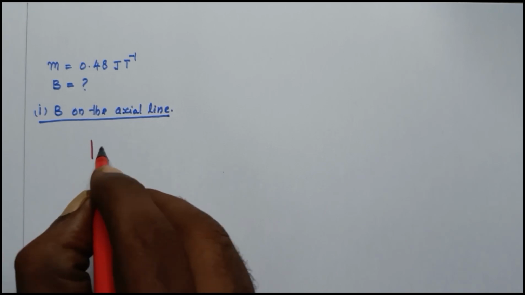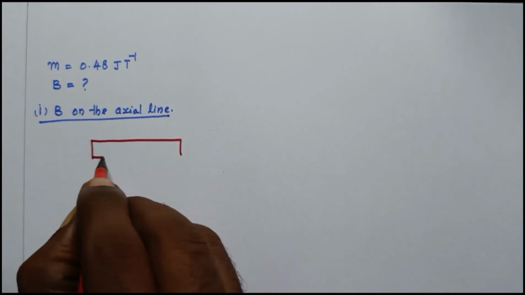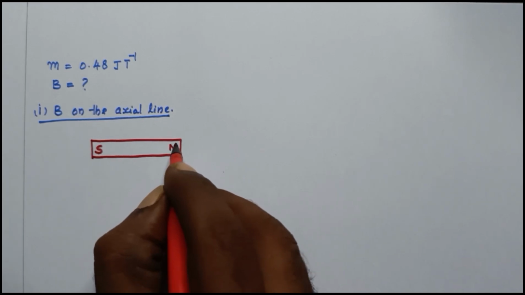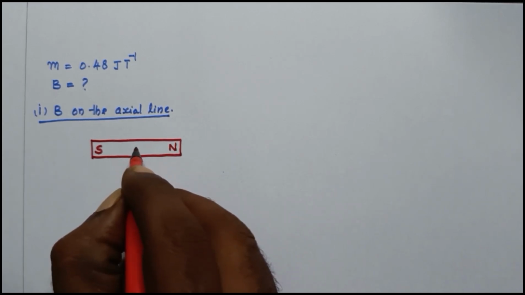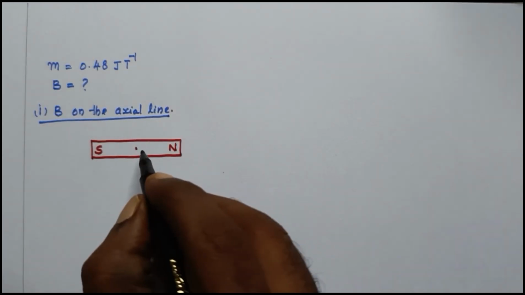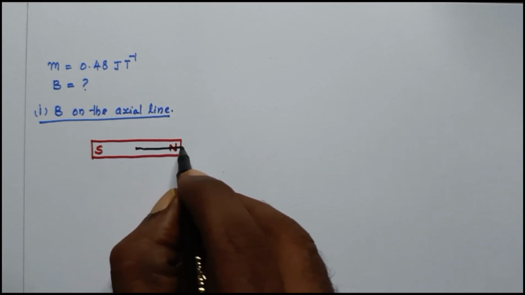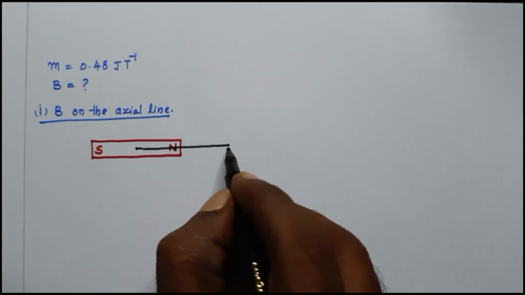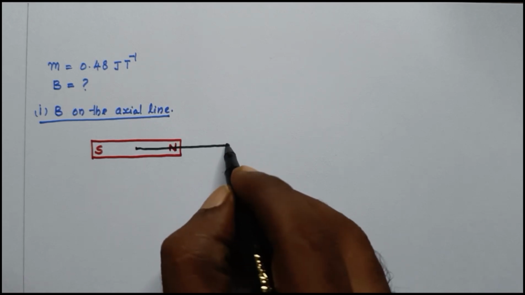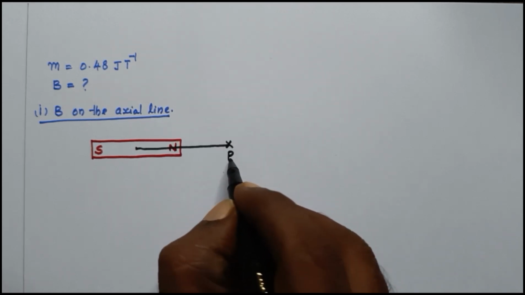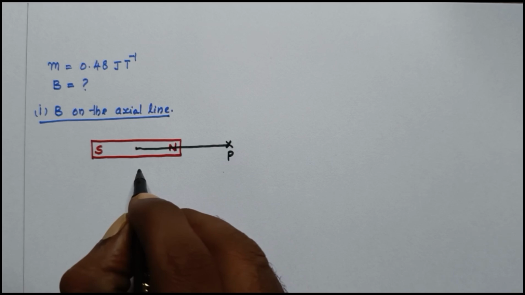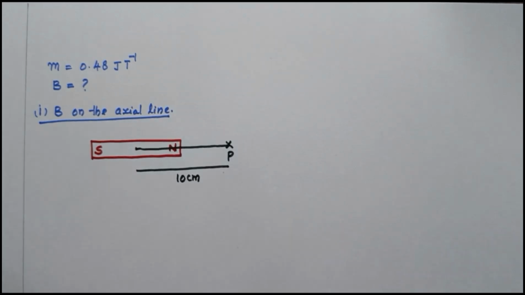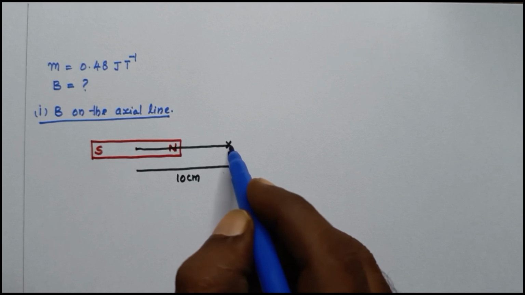Let us consider this is a bar magnet. This is the South Pole and this is the North Pole. This is the center of the bar magnet. This is the axial line of the bar magnet, that is the axis of the bar magnet. On this axial line, let us consider a point P. This point is at a distance 10 cm from the center. At this point, we have to find the magnetic field.